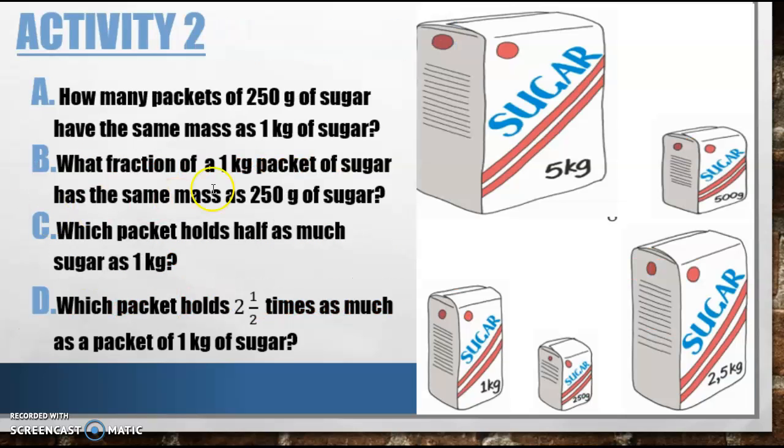Activity 2. How many packets of 250 grams of sugar have the same mass as 1 kilogram of sugar? B. What fraction of a 1 kilogram packet of sugar has the same mass as 250 grams of sugar? C. Which packet holds half as much sugar as 1 kilogram? And D. Which packet holds 2.5 times as much as a packet of 1 kilogram of sugar? Pause the video, complete activity 2, press play when you're ready to mark.